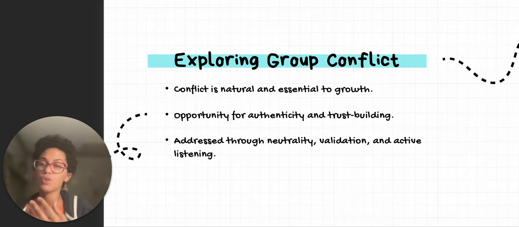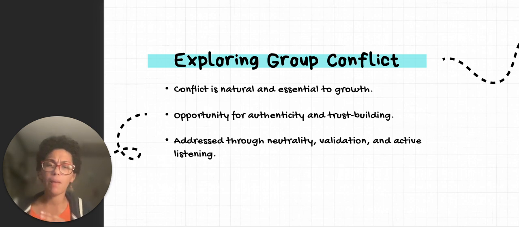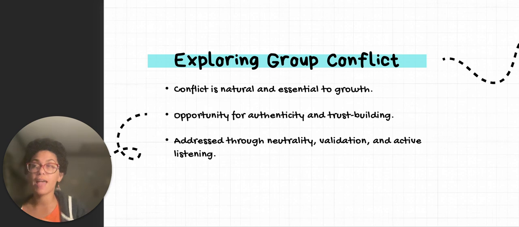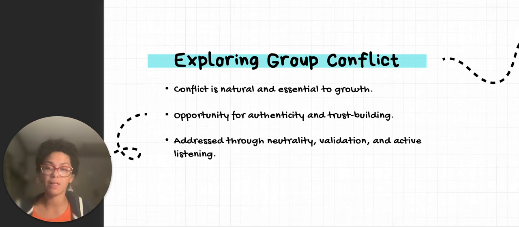So leaders can use techniques such as active listening, validation, and reframing to facilitate constructive discussions. It's important to acknowledge the feelings of all members involved. And at the same time, you need to encourage them to also take responsibility for their actions and their words. So conflict can be a powerful tool for transformation. And that's when it is handled with care and respect.